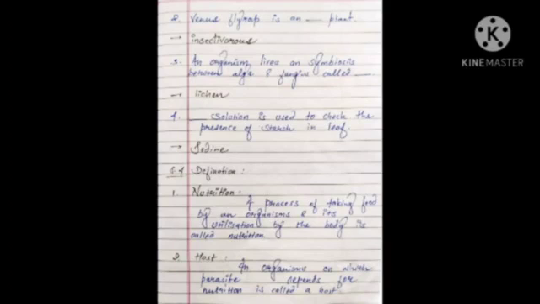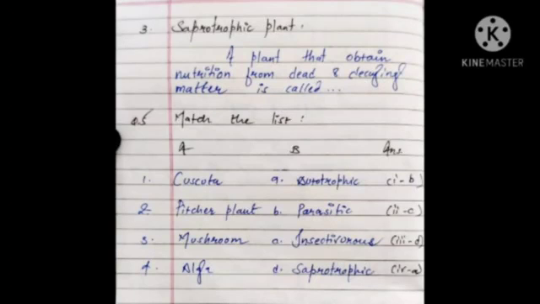Definition, and the first one is nutrition. A process of taking food by an organism and its utilization by the body is called nutrition. Second one is host. An organism on which a parasite depends for nutrition is called a host. Third one is saprotrophic plant. A plant that obtains nutrition from dead and decaying matter is called a saprotrophic plant.